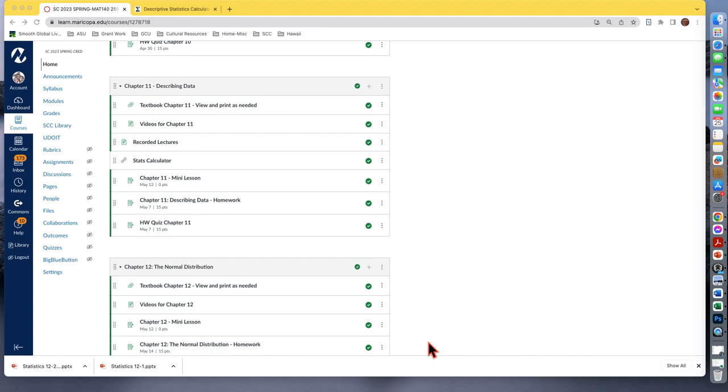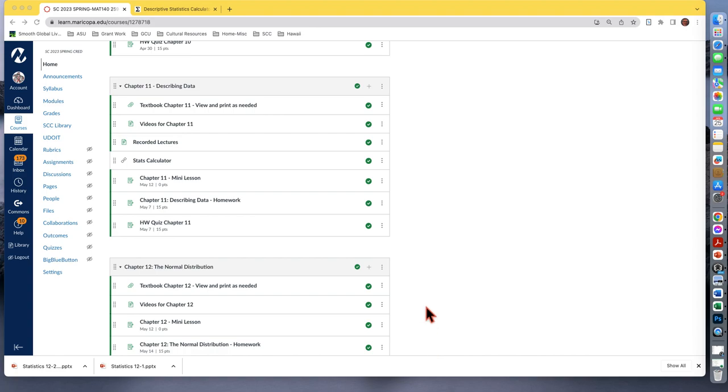Median, mode, and range? Range is something different, but then the dispersion includes the range, the standard deviation, and those kind of things. So we look for where the center of the data is, and then how spread out that data might be. Those are the two measurements we have today.